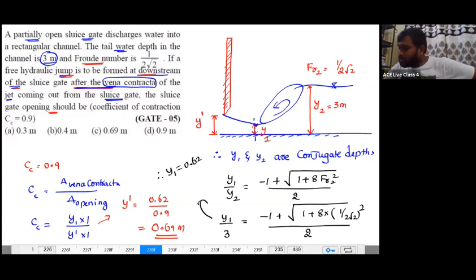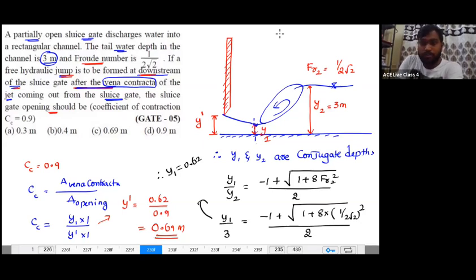What if they would have mentioned the coefficient of discharge? No, they won't mention the coefficient of discharge because the coefficient of discharge will be useful in the case of finding the discharge. That is different, okay? So if they would have given the coefficient of discharge in the same question, the equation would be different. So don't worry about that, okay?